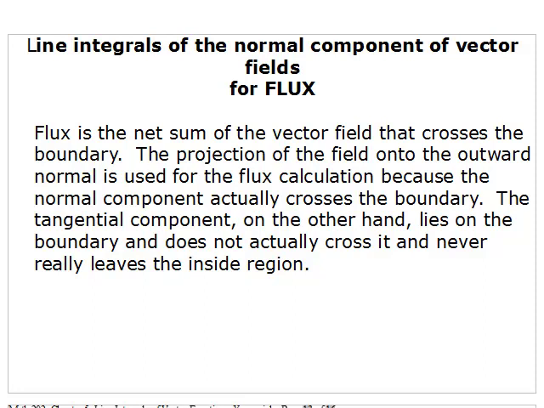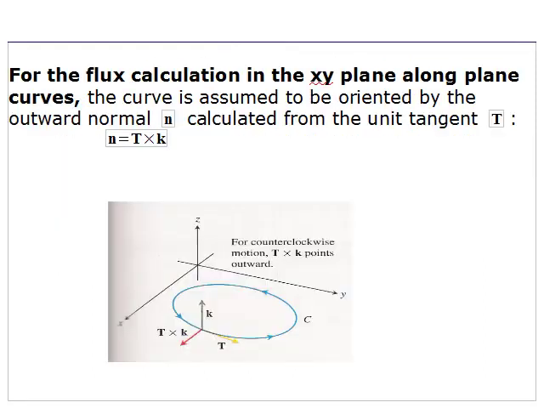Now we're going to do the same thing, but now we want the normal component because we're looking for flux. So the tangential component doesn't really cross a boundary, it just kind of lies on the boundary. The normal component actually crosses it, and that's why we're looking for that projection. And we want the outward normal so that we have some kind of consistency in our signs.